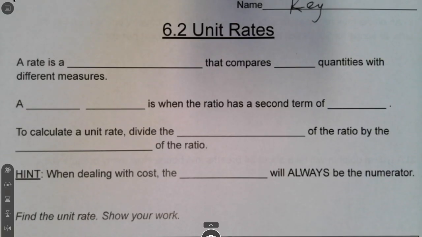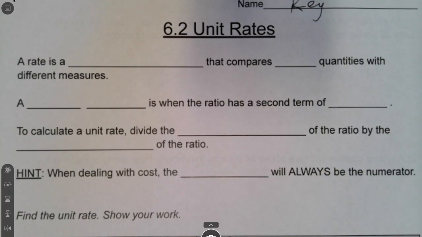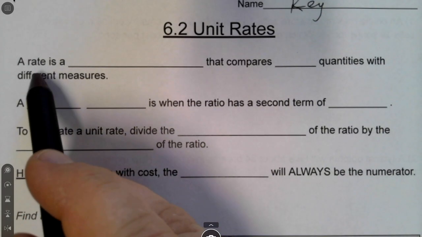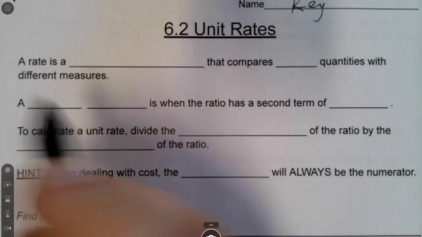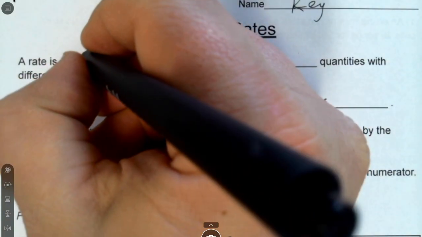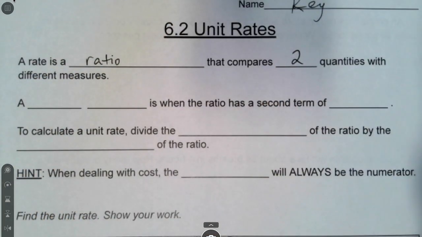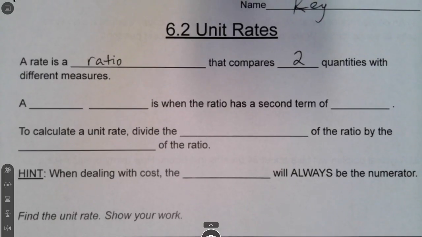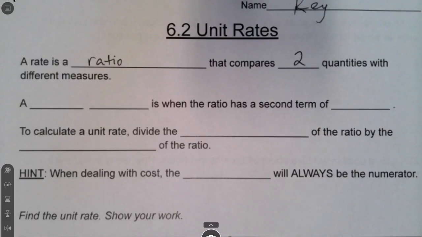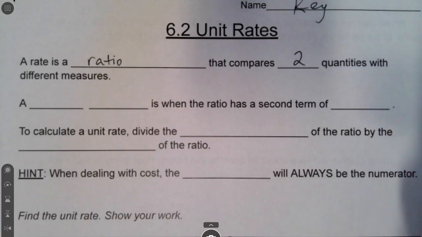In lesson 1, we talked about ratios. Today we're going to talk about a specific kind called unit rates. A rate, just in general, this first sentence isn't about a unit rate, just about rates in general. A rate is a ratio that compares two quantities with different measures. Often time will be a factor here, but not always, or money. So a rate is a ratio that compares two quantities with different measures.